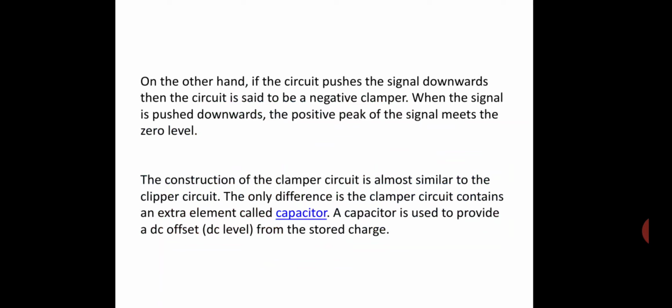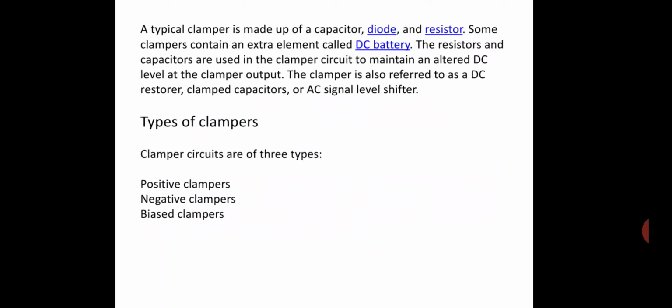The construction of a clamper circuit is almost similar to the clipper circuit. What is the difference between clipper and clamper? The only difference is that the clamper circuit contains an extra element called a capacitor. A capacitor is used to provide a DC offset or DC level from the stored charge. A typical clamper is made up of a capacitor, diode and resistor. Three main components are used in a clamper circuit: diode, resistor and capacitor.